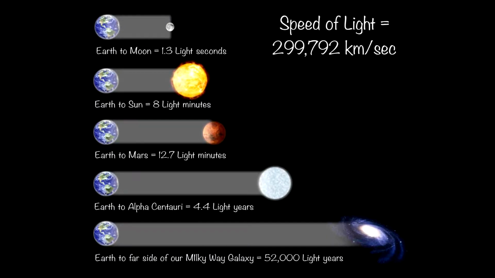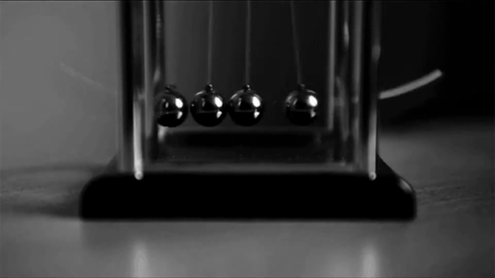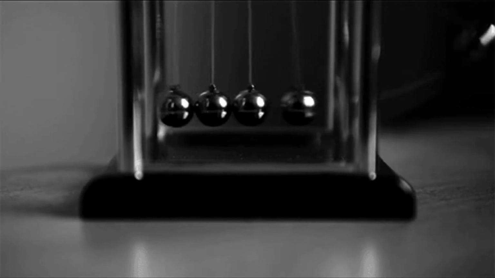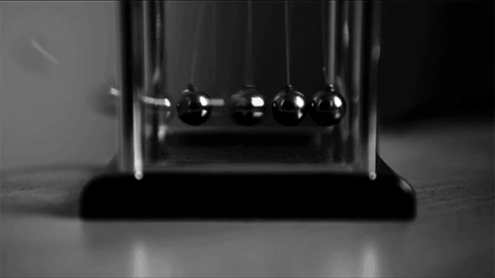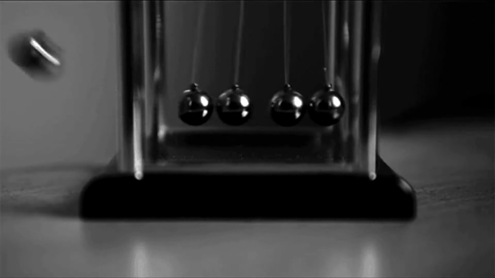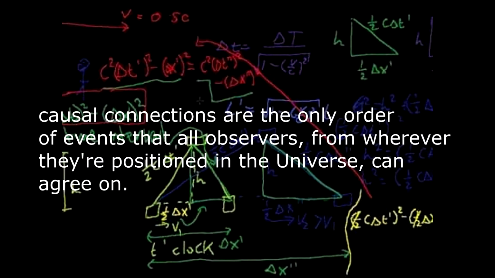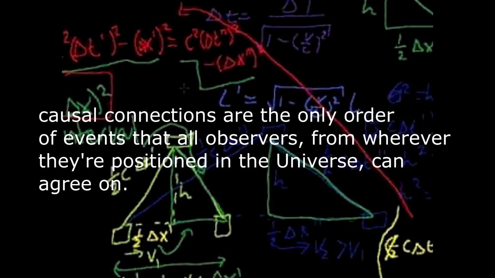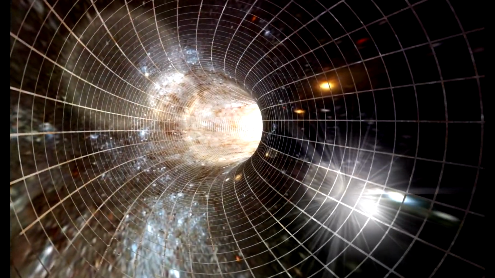The speed limit that everything in the universe must adhere to, or the universal constant, is about something much deeper than just the speed of light. The speed of light should really be called the speed of causality, causality being the relationship between cause and effect. Another way to think of causality is in relation to a concept known as the space-time interval, which states that causal connections are the only order of events that all observers, from wherever they're positioned in the universe, can agree on. In the theory of general relativity, the concept of causality is generalized in the most straightforward way.